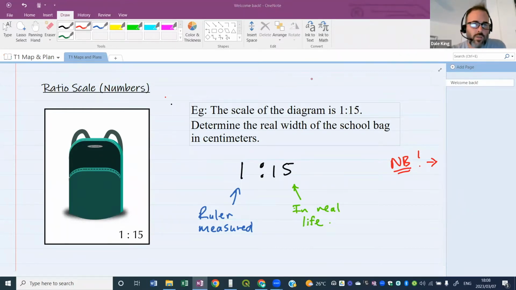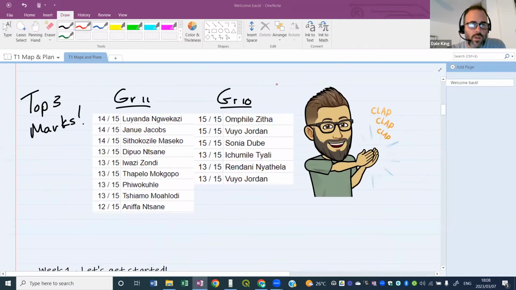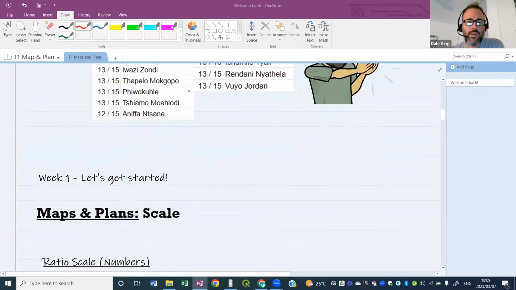I think we'll quickly go back to the scores here. So we've got quite a few people in top place in grade 11. There are 3 people with 14 out of 15. And then grade 10, we have 3 people with 15 out of 15. So those are the top 3 names at the top for grade 11 and 3 names at the top for grade 10. We got Luyanda, Janu, and Sitokozile in top 3 in grade 11, and Umpile, Vuyo, and Sonia top 3 in grade 10. Okay.